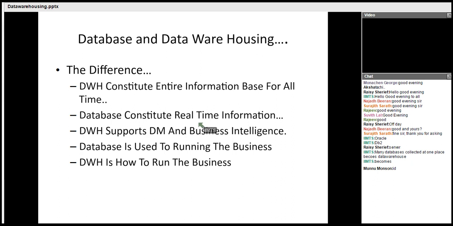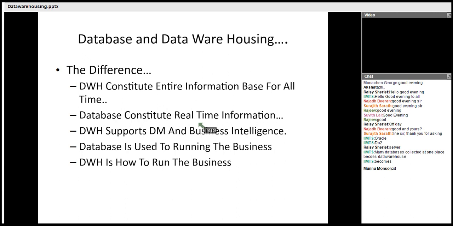Suppose you are the manager of the bank, or say Rajiv is the manager of the bank. Now Rajiv, being the manager, asks his bank employee that he wants to know how many accounts have been opened by the bank in the last one month. He wants that particular data.